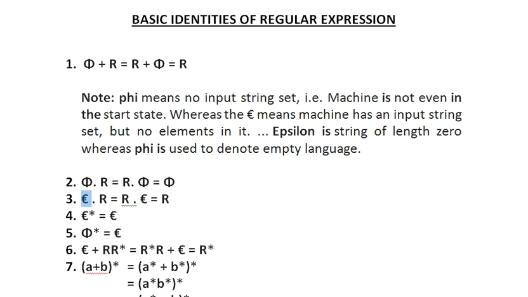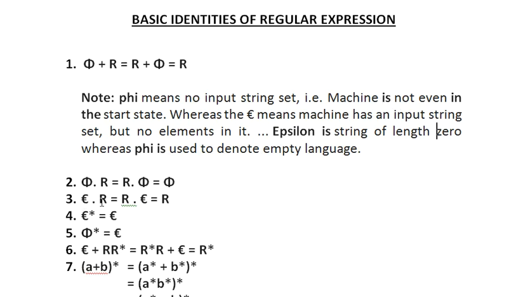Whereas epsilon consists of some kind of input string set, but no elements will be there in that particular set, that means empty. Epsilon is nothing but the string of length 0. As we have already discussed in my previous lecture, where we understood how to create a regular expression from a regular language, length 0 I have taken as epsilon. Whereas phi is used to denote the empty language. If the language is completely empty, nothing is there, not even the start state, entirely empty, then you have to take it as phi.